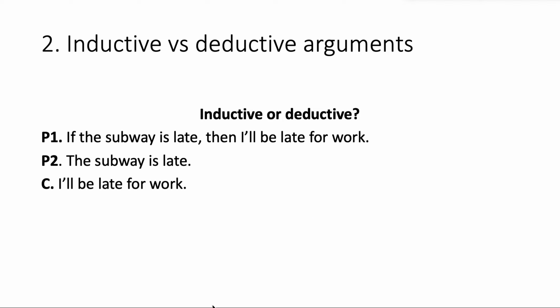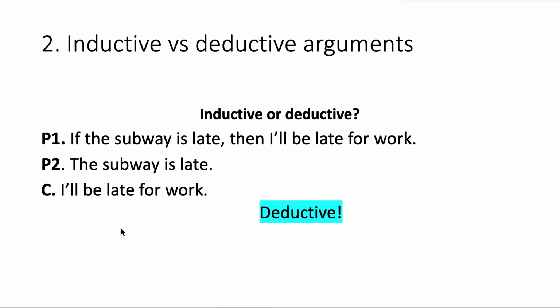What about this one? Premise 1, if the subway's late, then I'll be late for work. Premise 2, the subway is late. The conclusion, I'll be late for work. Do these premises make it just pretty reasonable to believe that the conclusion is true? Or do they entail the conclusion? Do they necessitate the truth of the conclusion? I hope everyone will agree that this one is deductive.